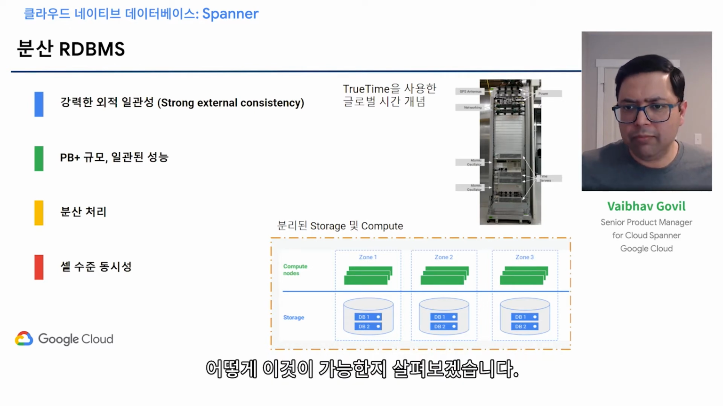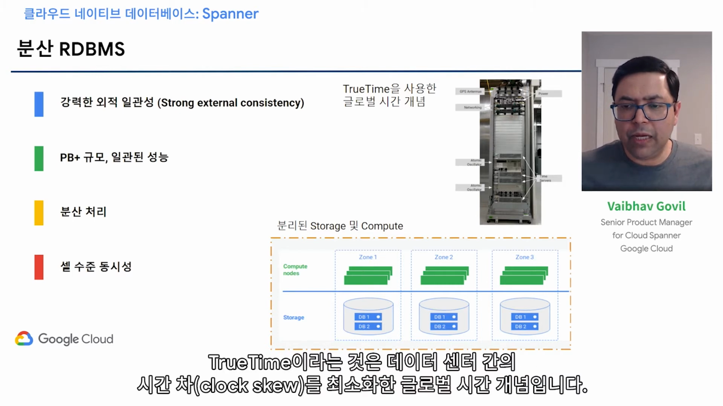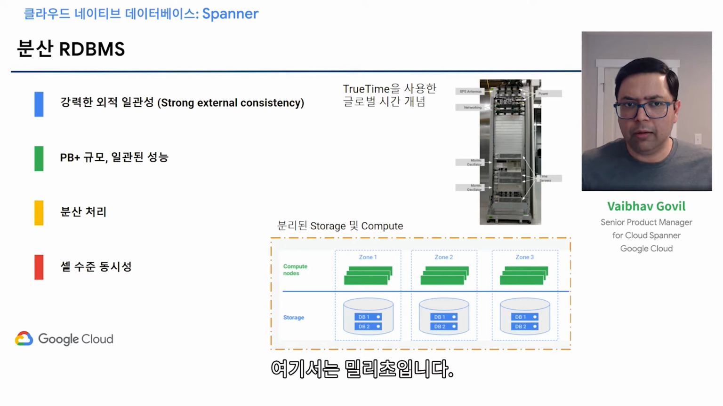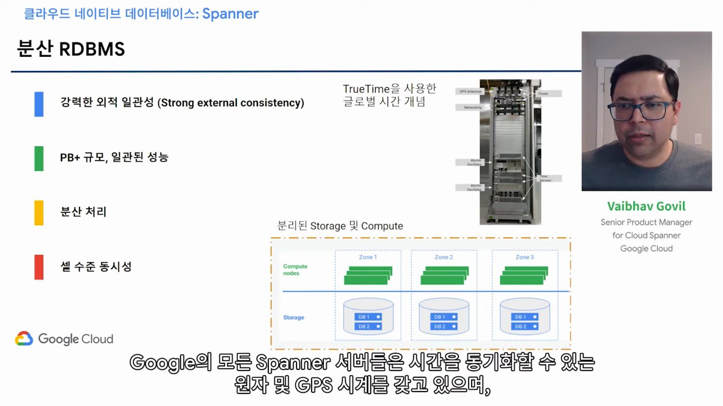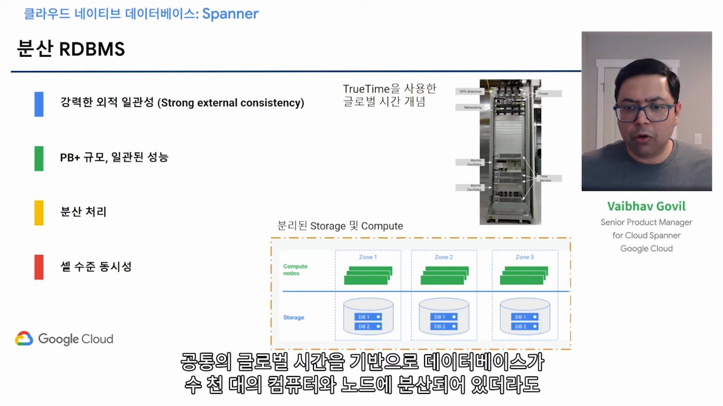How we are able to do that: the picture on the right of the slide is a photograph of an actual Spanner server, which is in our data centers. We have something called TrueTime. Basically, we have a global notion of time in which the clock skew between our data centers is extremely minimal. I'm talking milliseconds here. All our Spanner servers have atomic and GPS clocks based on which we are able to sync the time. And based on the Spanner paper, which was written in 2012, as you will read it, we have that common global notion of time.